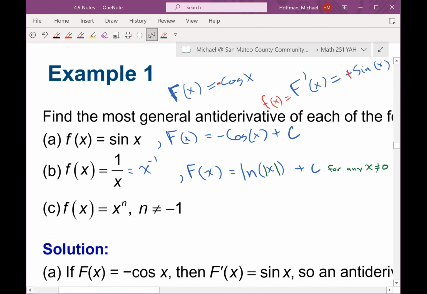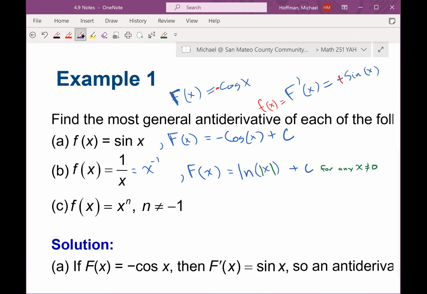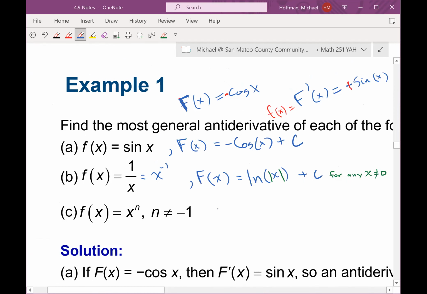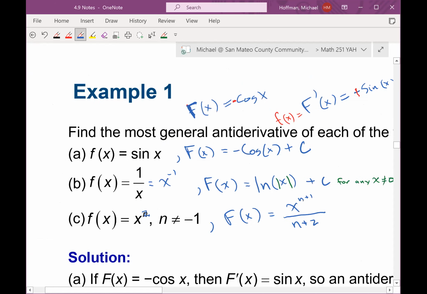This last one here is what we call the inverse power rule, and it looks like this. What we do is we increase the n by 1, and then we divide by that number, right? When we did this, remember when this was a 2, we ended up with x cubed divided by 3. So we increase that exponent by 1, not n plus 2, no. And we divide by that same number. Then we add some constant.